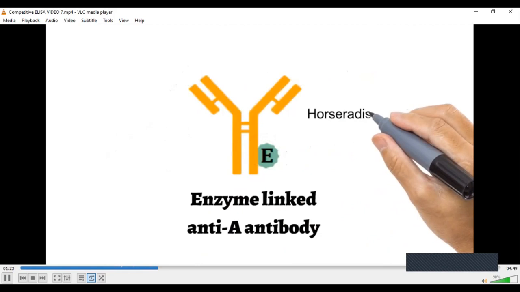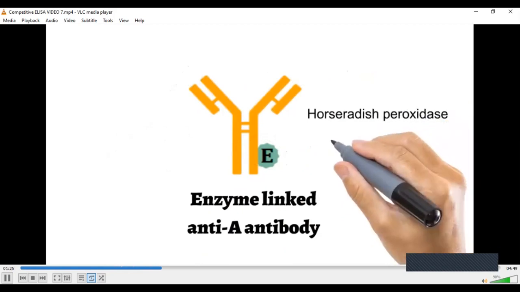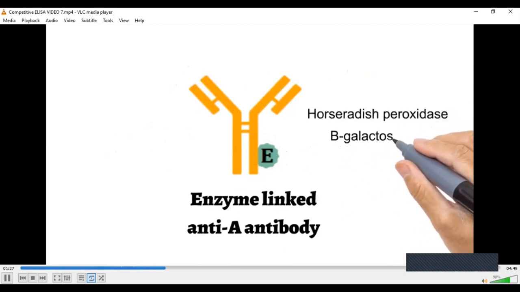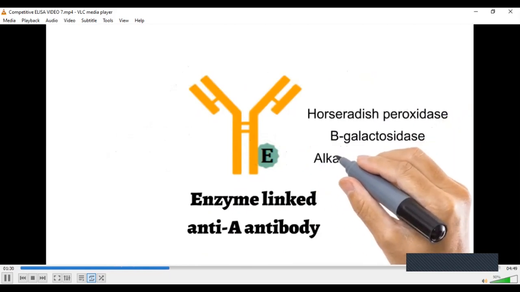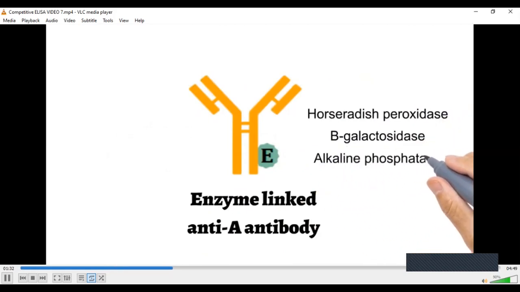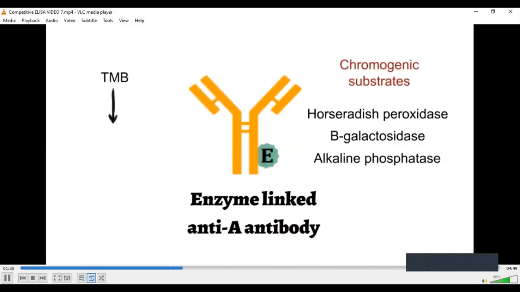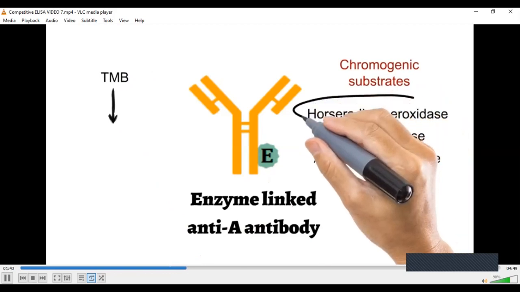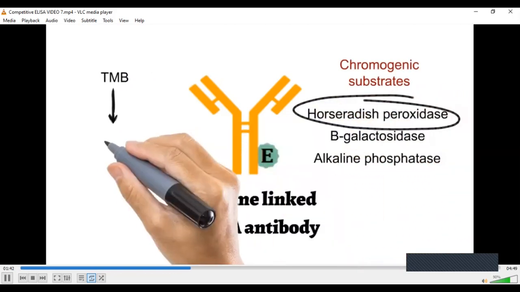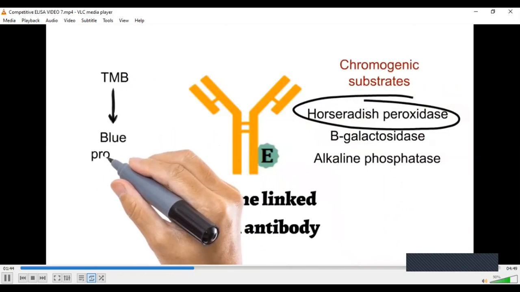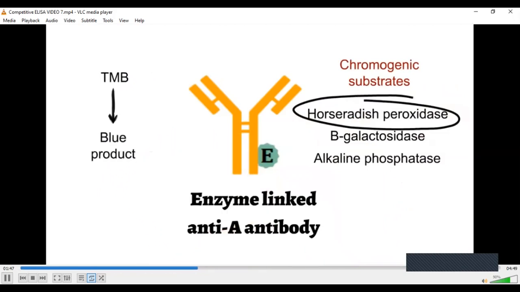The enzyme can be horseradish peroxidase, beta-galactosidase, or alkaline phosphatase. All these enzymes have chromogenic substrates. For example, TMB, that is tetramethylbenzidine, which is the substrate of enzyme horseradish peroxidase, gives blue color when converted into the product, and its intensity can be determined by spectrophotometric method.